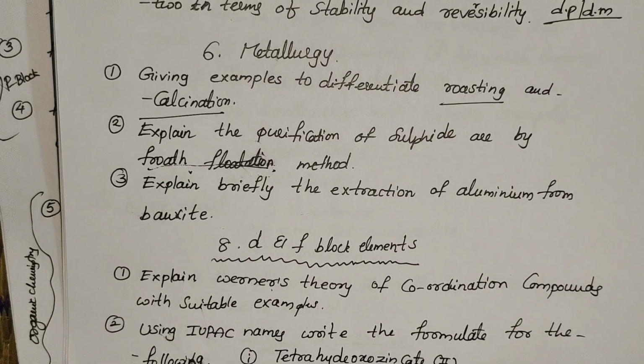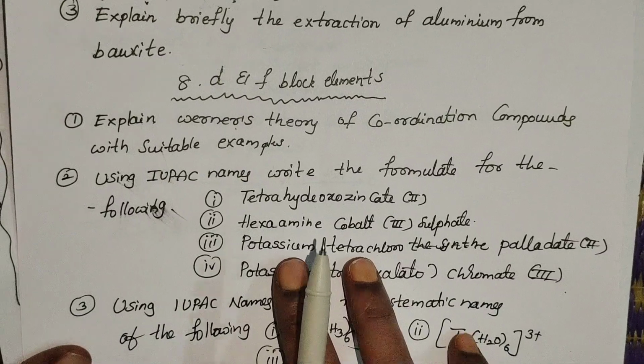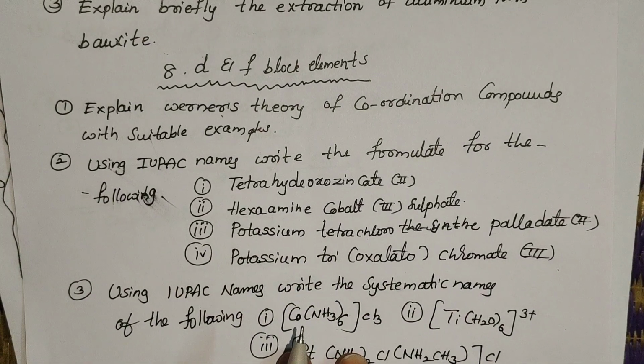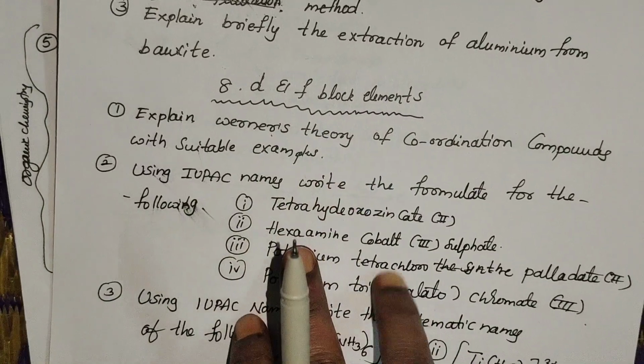Next, d and f block elements. First and foremost question is Werner's theory with 4 examples. Most of the students think they will write only one example. No, compulsorily you have to write 4 examples. You also have to explain what primary valency is and what secondary valency is. Okay, next, one more question.